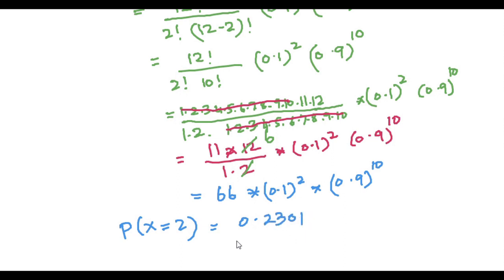So this is the probability for x equal to 2 equal to 0.2301. Now let's see part B. Part B is at least 2.